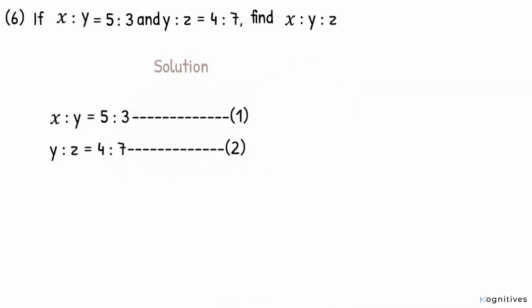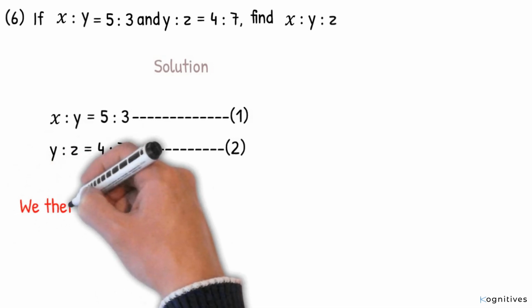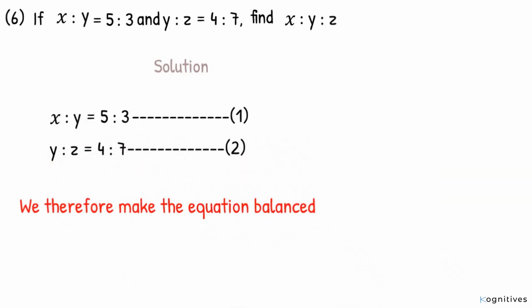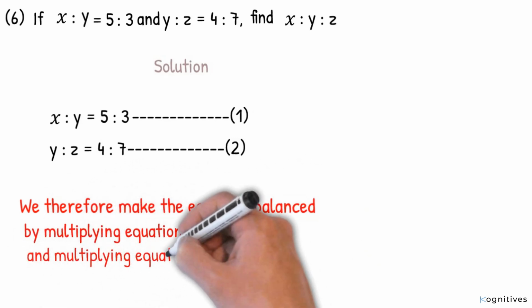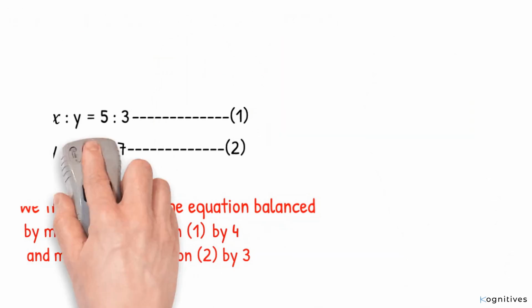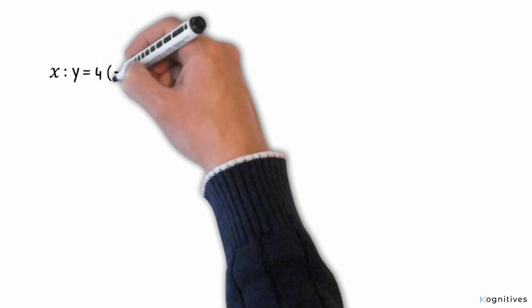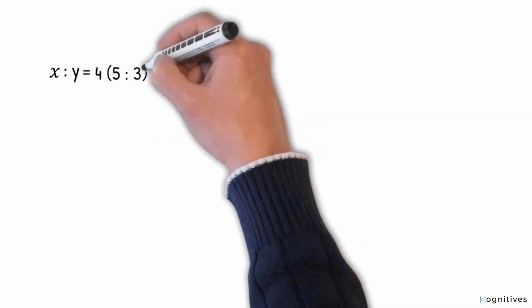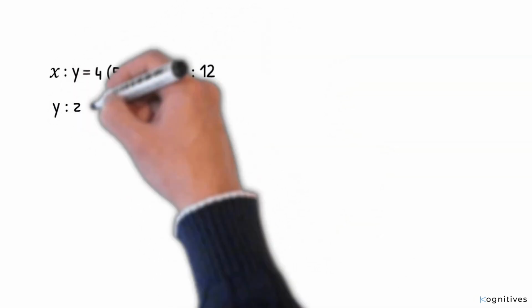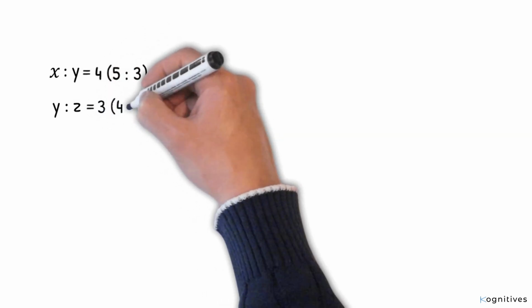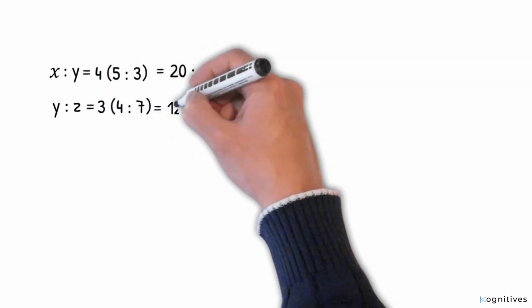Now, notice that Y is common to both ratios. We therefore make the equation balance by multiplying equation 1 by 4 and then multiplying equation 2 by 3. Now, what that means is that S ratio Y will become 4 brackets 5 ratio 3, which will give me 20 ratio 12. And then Y ratio Z will become 3 brackets 4 ratio 7, which will give me 12 ratio 21.